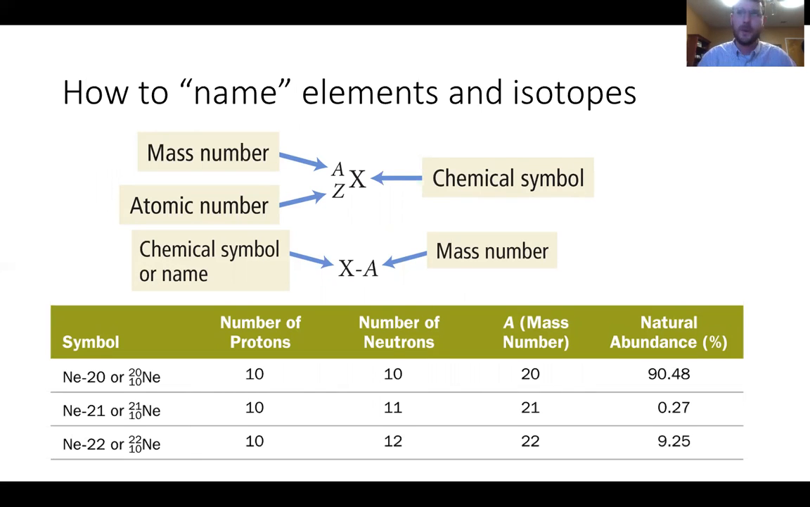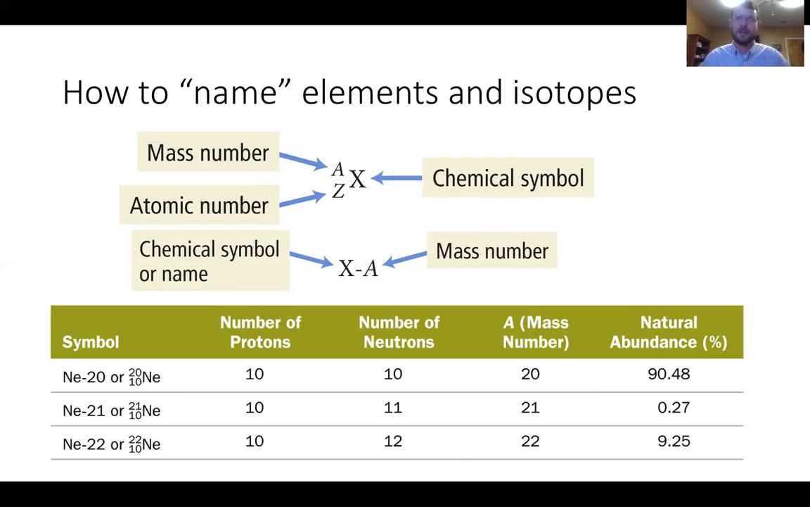Well, there's two different ways we can do it. We're going to start with the bottom way. The bottom way, as you can see in the table, is the first way depicted, and that's where you write the chemical symbol or name. So in this case, it's neon. So Ne, or you could spell out neon, and then the mass number: neon 20, neon 21, neon 22. I'll show you an example on the board with carbon.